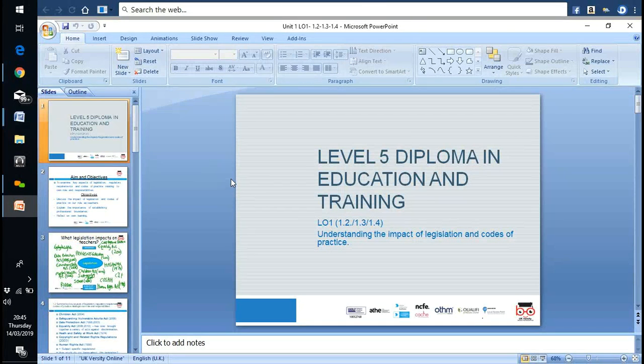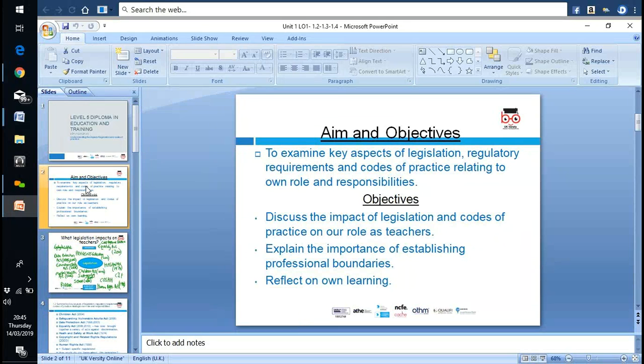It's only short, but it looks at the level 5 key aspects of legislation, regulatory requirements, and codes of practice relating to your own role and responsibilities. The objectives: discuss the impact of legislation and the codes of practice on the role as teachers, explain the importance of establishing professional boundaries, and reflect on your own learning. So there are a number of things on there.